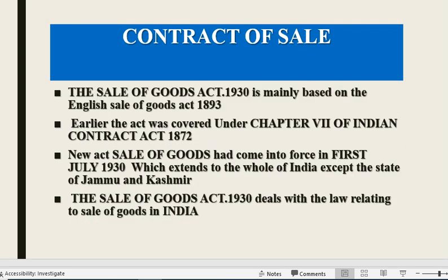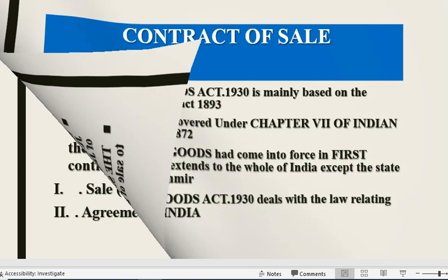First of all, we will understand that the Sale of Goods Act 1930 is mainly based on the English Sale of Goods Act 1893. Earlier, the sale of goods was covered under Chapter 7 of the Indian Contract Act 1872, but that was not sufficient. So the new Sale of Goods Act came into force on 1st July 1930, and it extends to the whole of India except the state of Jammu and Kashmir. The Sale of Goods Act 1930 deals with the law relating to the sale of goods in India.